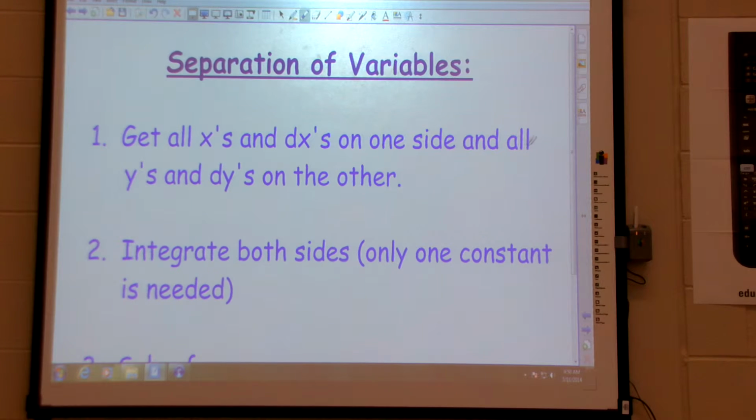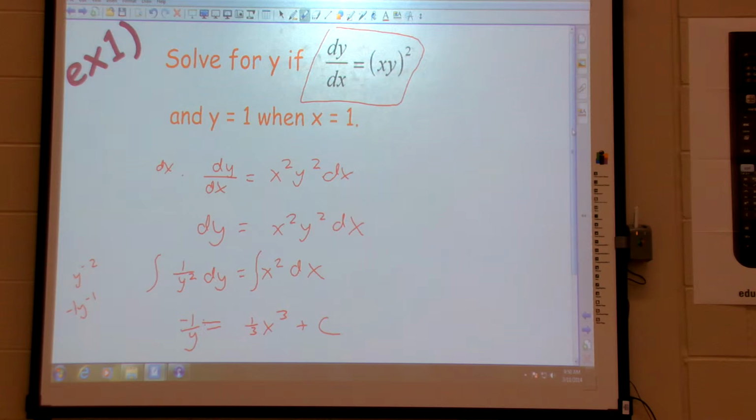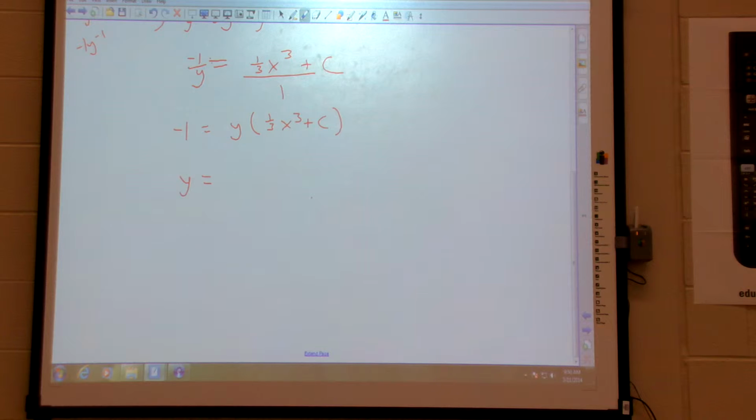Okay, so on these steps, I've integrated both sides. I need to solve for y. Once again, it's a lot of algebra. Right here, I would cross multiply. Negative 1 equals y times all that stuff. Divide by that. I don't like that being on the other side. So y is really negative 1 over 1/3 x cubed plus c. Divide by all that junk. I switch sides too. I don't like my y being on the other side. Now, you usually will not see it like this because people do not like that fraction.